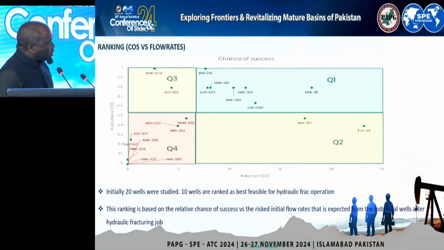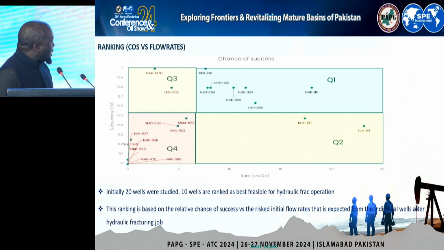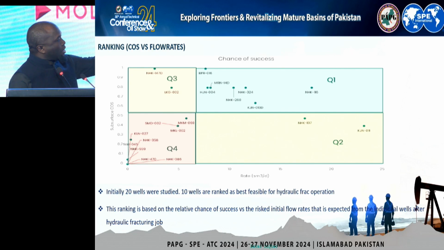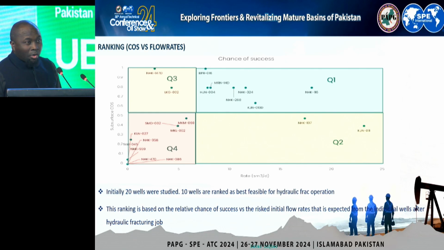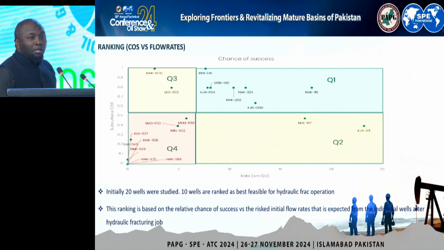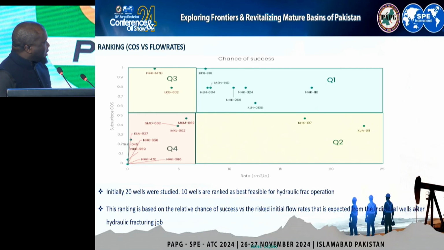Then once you do this, you apply it to all your wells. For example, in this project, there were 20 wells that were looked into. And out of the 20 wells, you categorize them into different categories: Q1, Q2, Q3, and Q4. Under Q1, for example, that's the best scenario that this project has. There are about 7 wells under Q1.